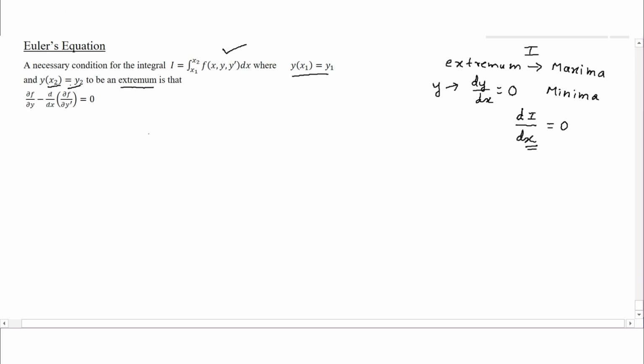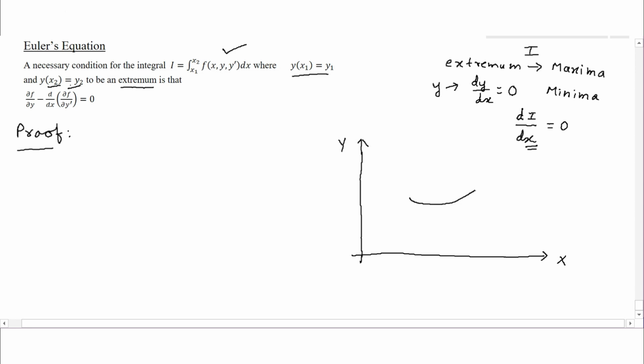Now let us try to derive this expression and obtain the Euler's equation. So let us start with the proof. Now to obtain this proof, let me first try to take a given curve. So let us consider the x-axis and the y-axis. Let me consider a certain curve. Suppose I take this as a given curve.